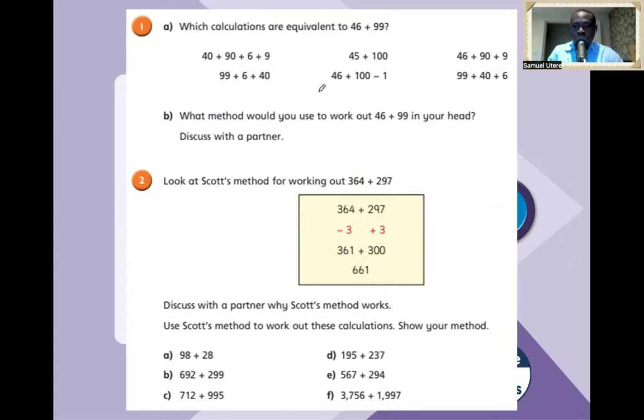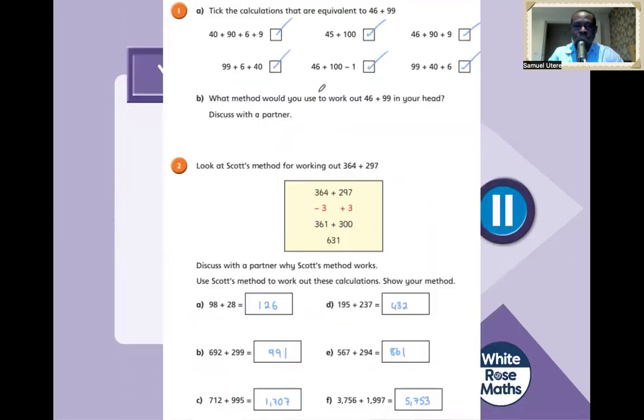Assuming you've paused the video and you've answered questions 1 and 2, let's look at the answers and discuss them. So here you were asked to take the calculations that are equivalent to this. And you can see these are all the calculations that are equivalent to that calculation there, 46 plus 99. So pause and really think about the mental strategies that have been used to write out this calculation.